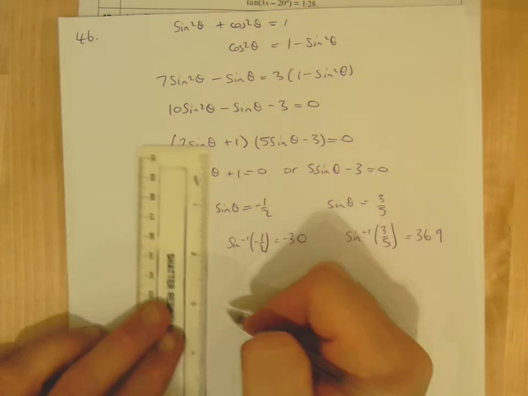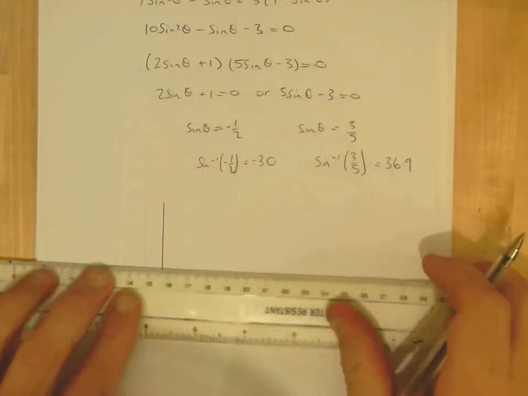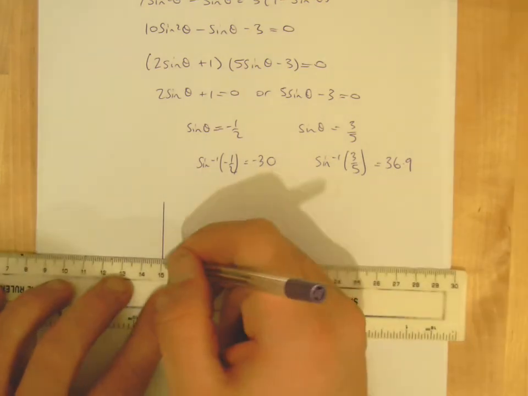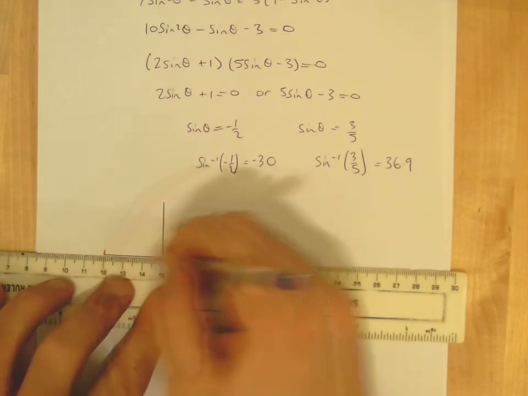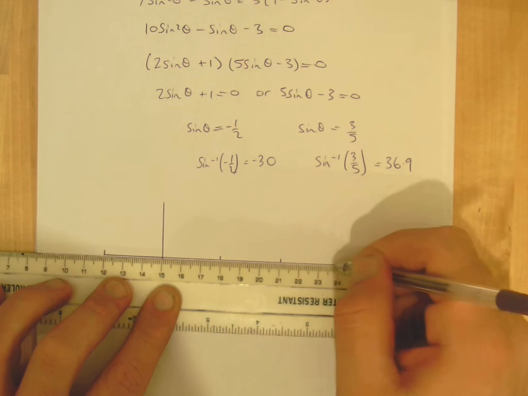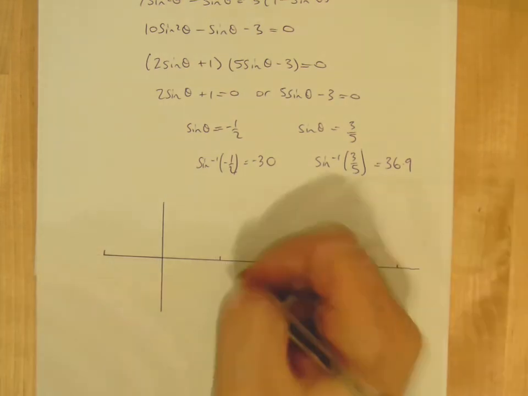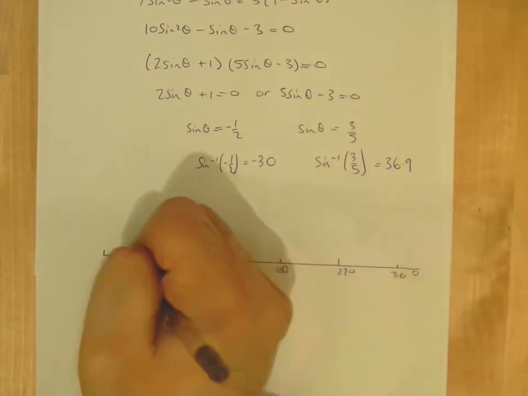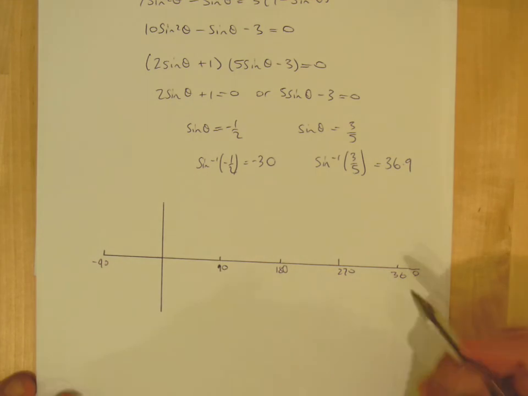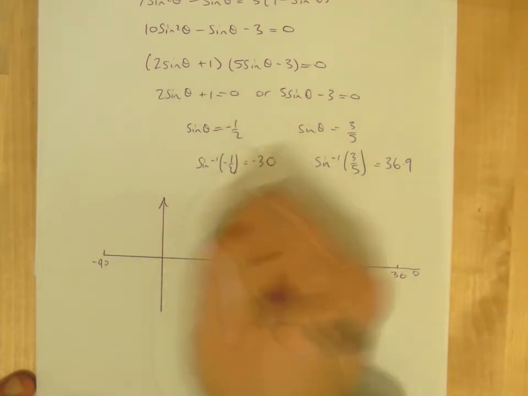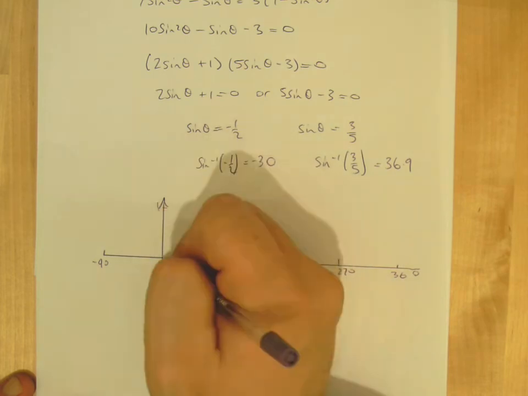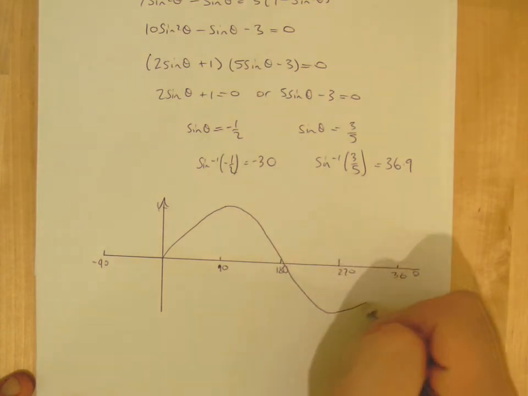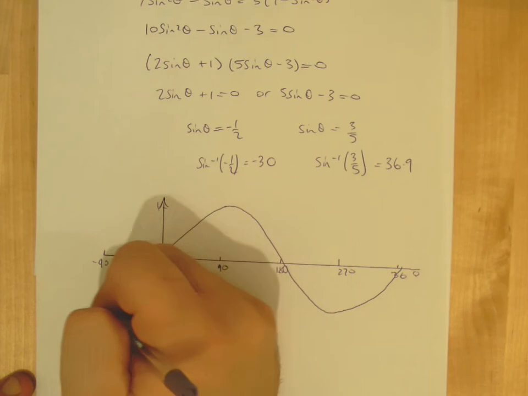So draw your sine graph. Now I would go to minus 90 actually, because you've got minus 30 as a result. So let's go to minus 90. Mark these values in: 90, 180, 270, 360, minus 90. So we've got our sine graph is 1 there, and then take it down to minus 1.